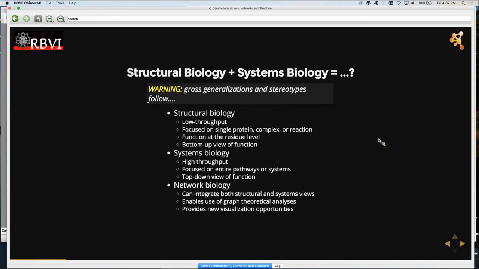Network biology is where we start looking and using networks to understand function. It can integrate both structural biology and the systems views, as I'm going to show hopefully soon. It enables the use of some great analytical techniques using graph theory, and it provides a lot of new visualization opportunities that allow us to bring some of these views together.